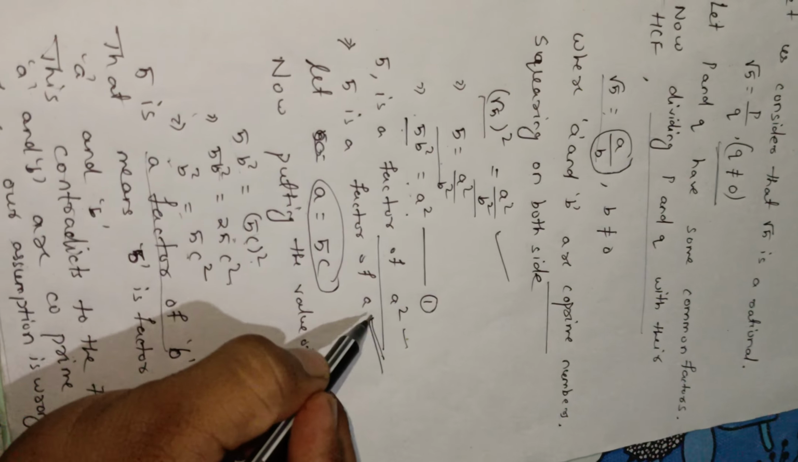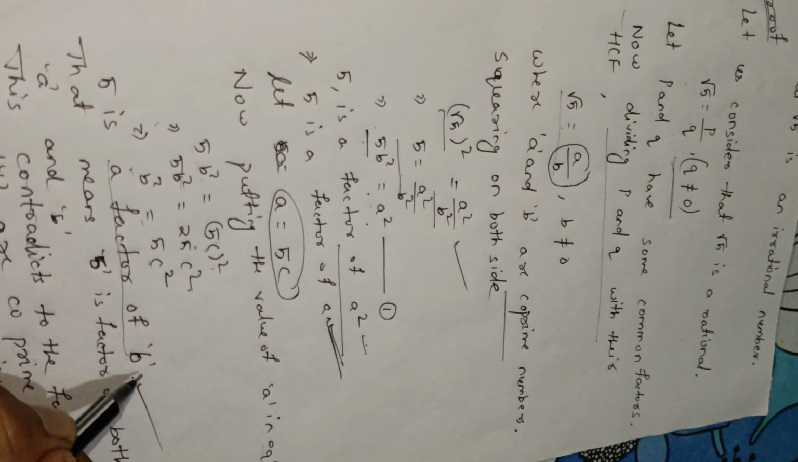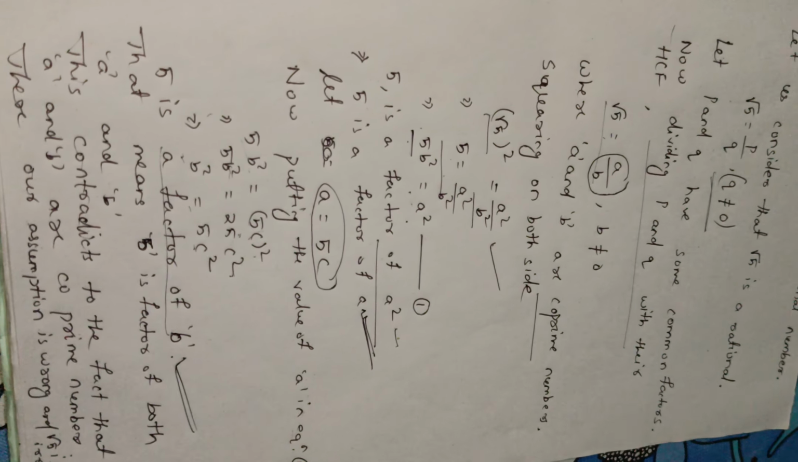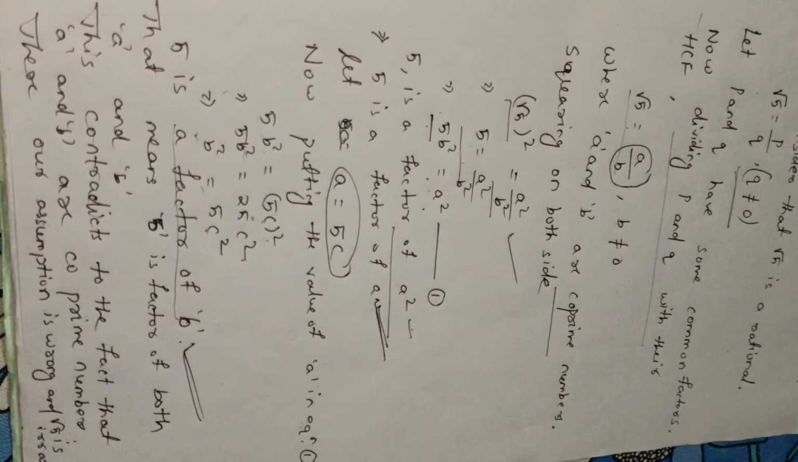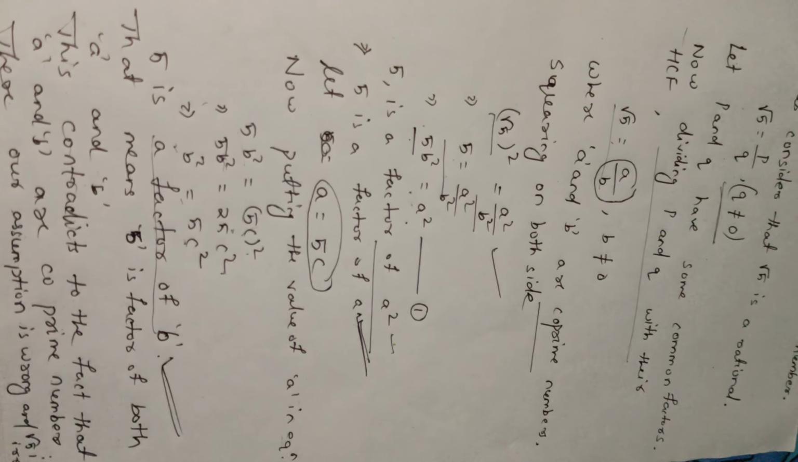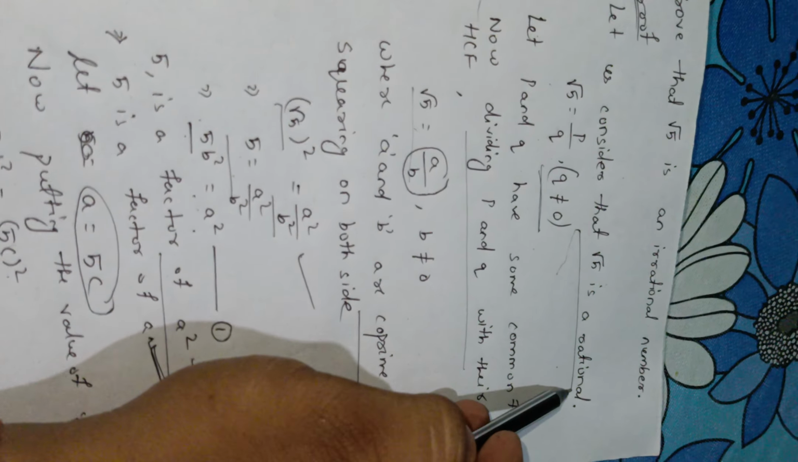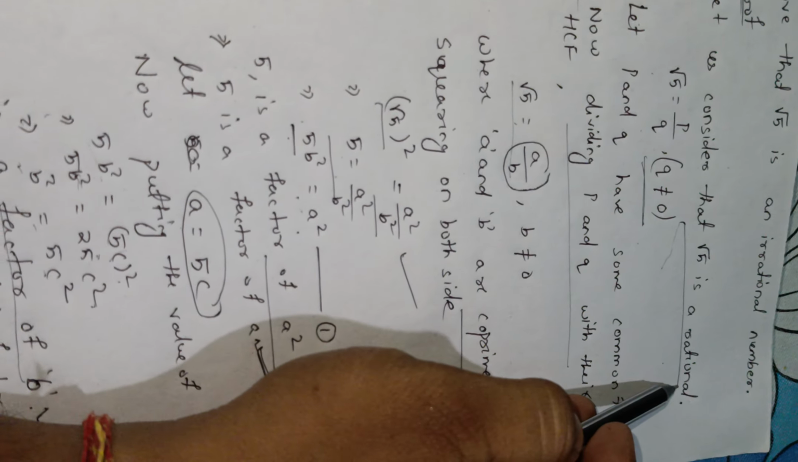From here we get two things: 5 is a factor of a and 5 is a factor of b. That means a and b are not co-prime numbers. So this contradicts the fact that a and b are co-prime. So our assumption that root 5 is rational is wrong. That means root 5 is an irrational number.